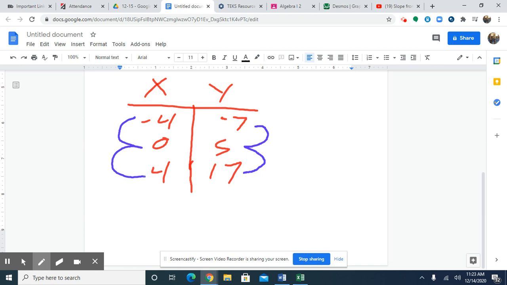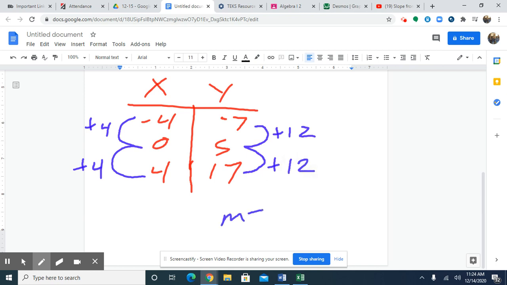Now from -4 to 0, we are adding 4. And then from 0 to 4, we're also adding 4. From -7 to 5, we're actually adding 12. Same thing from 5 to 17, we're adding 12.